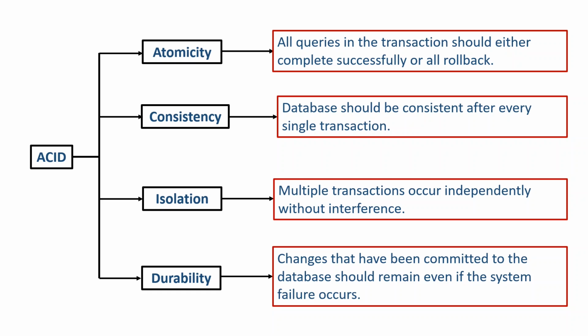I stands for isolation. No matter how many concurrent transactions are happening at the same time, each and every individual transaction should be independent of each other without interfering with any other transaction. For example, I am inserting a few rows into a table. While I'm doing that insert, none of the other transactions should be interfering with my transaction. That's isolation.